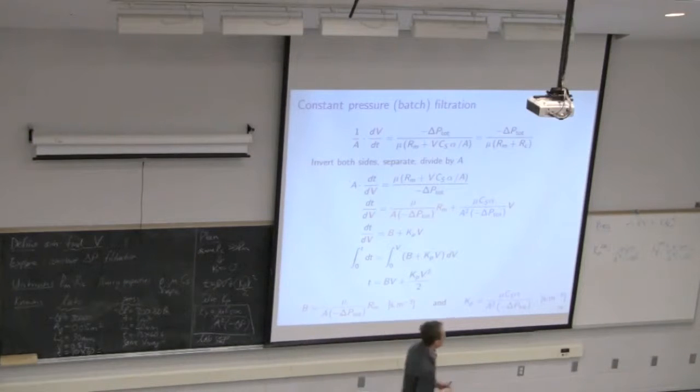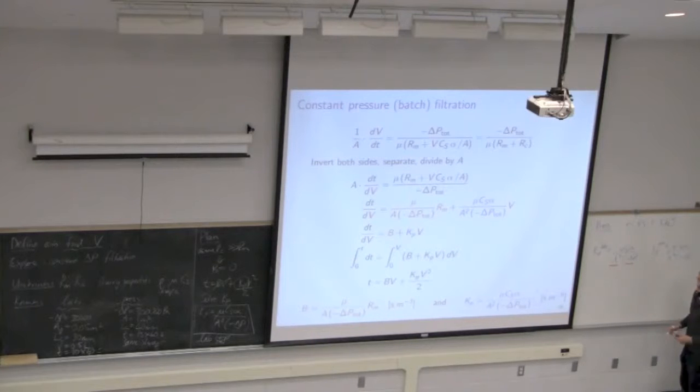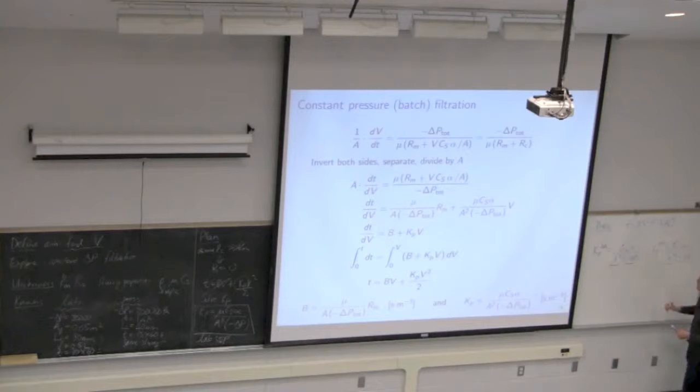For the lab, I used a smaller area and a different delta P. For the press, I used a larger area and a higher delta P. Mu is the same. Cs is the same slurry. The only thing is now this problematic alpha. So what do we do about alpha?